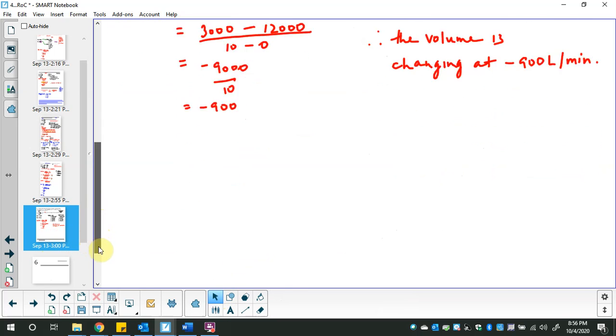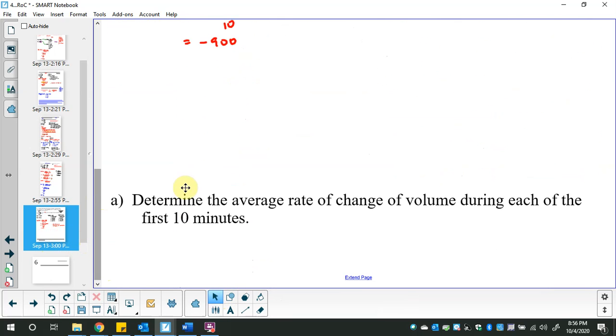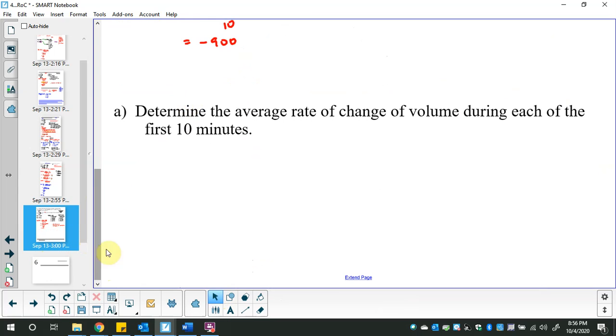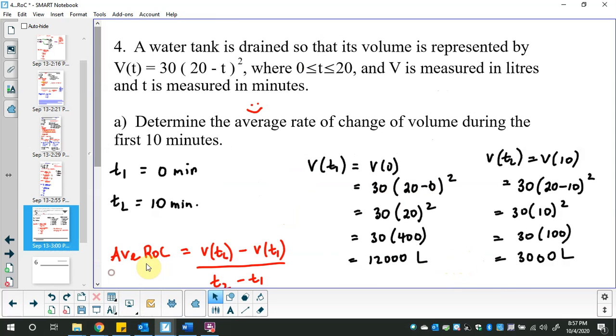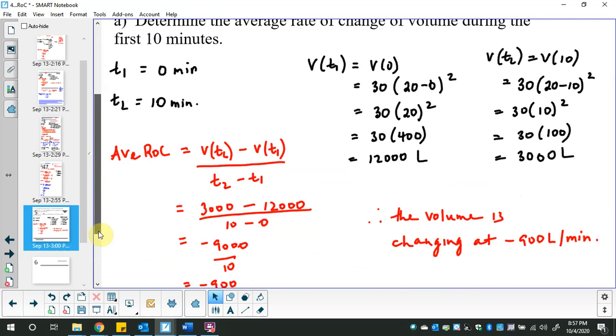And I want to draw your attention to this question down at the bottom, which is a brand new A. And I'm wondering if you can see the difference between this version of A and this version of A. Because they both start with determine the average rate of change of volume during, and then this one says the first 10 minutes, whereas this one says during each of the first 10 minutes. When somebody says each of the first blah, blah, blah, basically that means you've got a ton of work to do. Not hard work. Probably what you're going to think of as dumb work.